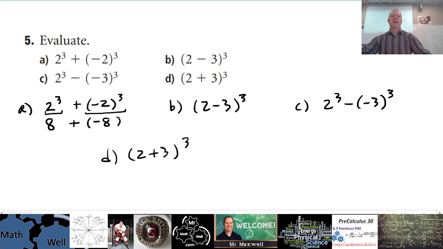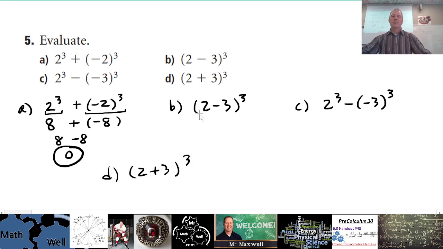Good. All right, so let's remember when we add a negative, what's that the same as? It's the same as subtracting, right? So what's 8 minus 8? 0. 0 looks like your answer. Perfect. Okay. What about B?